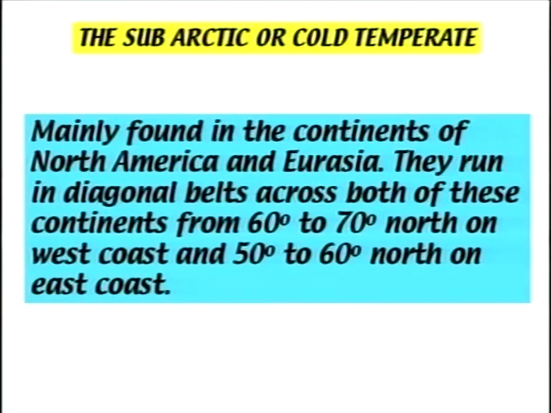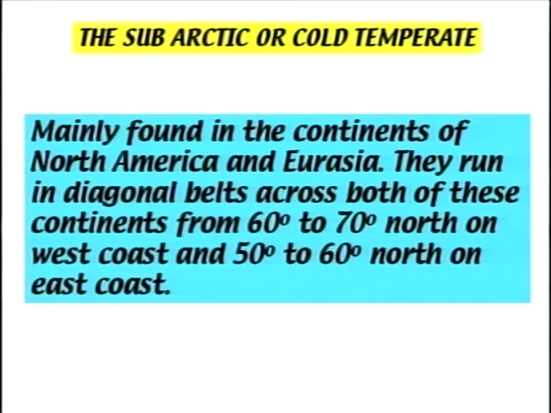Similarly, the subarctic or cold temperate climate is found also in the continents of North America and Eurasia. This climatic type runs in diagonal belts across both of these continents from 60 degrees to 70 degrees north on the west coast and about 50 degrees to 60 degrees north on the east coast. Maybe you're wondering, why is it that on the west coast it runs from about 60 to 70 degrees and on the east coast from 50 to 60?